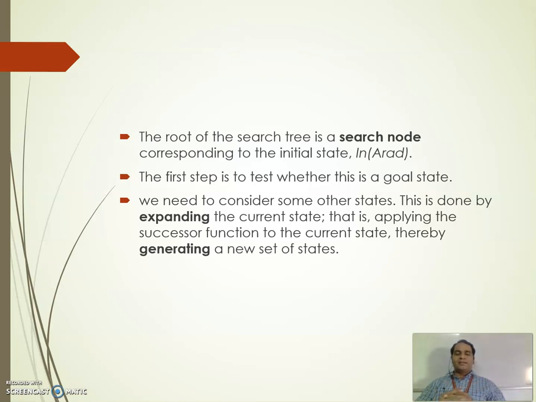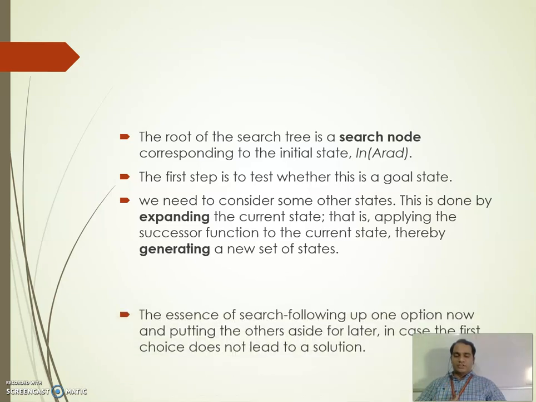That is applying the successor function to the current state, thereby generating a new set of states. For example, if I am in Hyderabad, I need to visit Vijayawada. What are the places from Hyderabad I can visit? First of all, probably I can go to Bombay, I can go to Chennai, I can go to Warangal, I can go to Nalgonda. So these are all the successor states, let us say. But which path will make me visit Vijayawada? That is the ultimate solution I need. So we need to generate the new set of states.